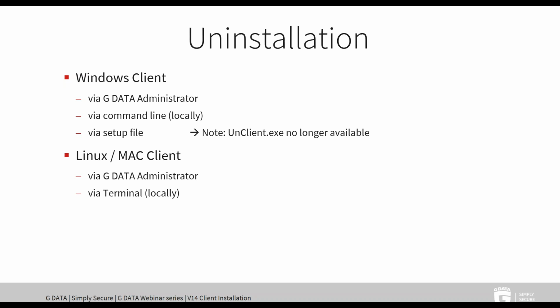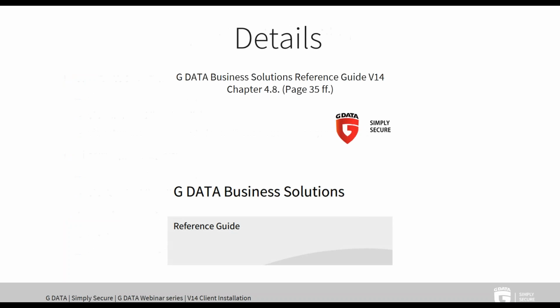Linux and Mac clients can be uninstalled via the GData administrator and also via command line on the terminal. And the Android client can be uninstalled via the administrator and the app manager locally on the Android device that you want to uninstall the program on. You can find all the details I've covered so far within our reference guide version 14 within chapter 4.8, pages 35 and following.